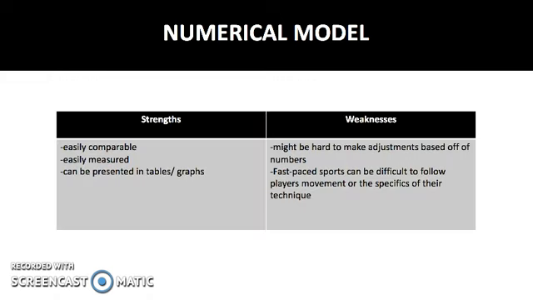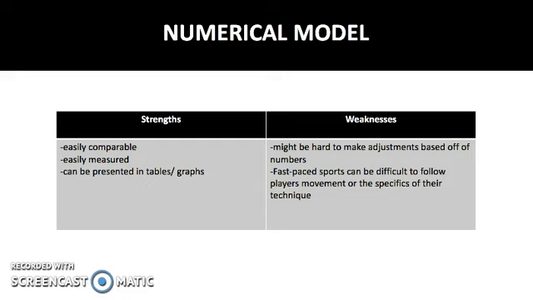There are strengths and weaknesses of the use of a numerical model. So strengths might include the fact that because it's numerical, it's easily measured, so you can compare things very easily with each other, whereas just units and numbers, it's very easy to compare those two things. And therefore this kind of enables you to present this information in tables and graphs, which might be easier for some people to read and more easily presented.